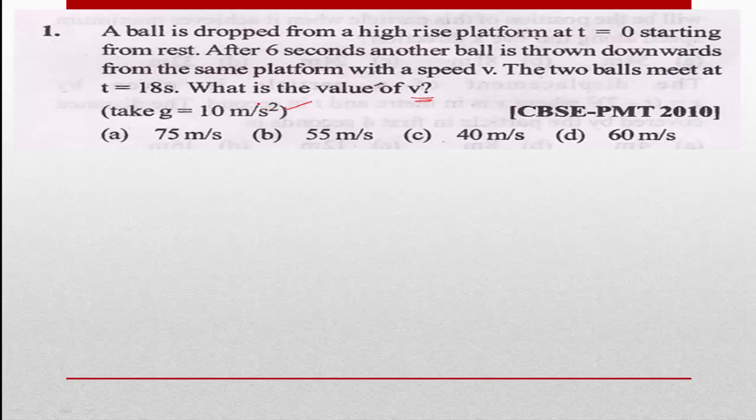Right? Here, this is a knowledge based question. One ball is dropped from a high rise platform at t equal to 0. Understand this concept. Suppose I consider this is the ball. Here this ball is dropped from a high rise platform.